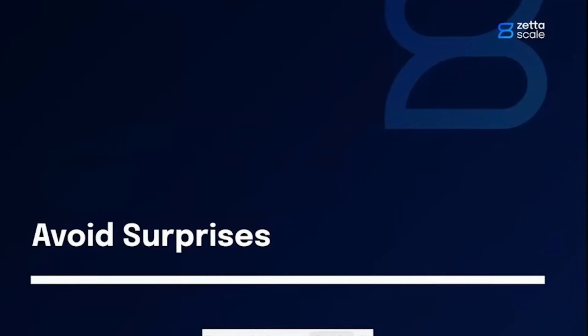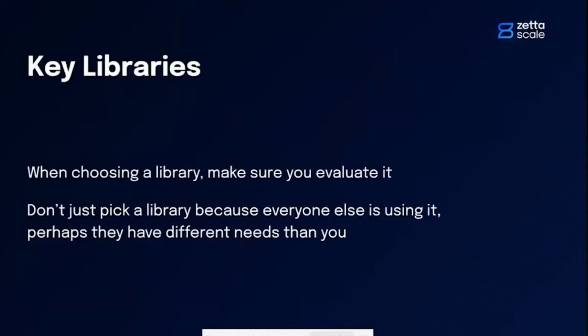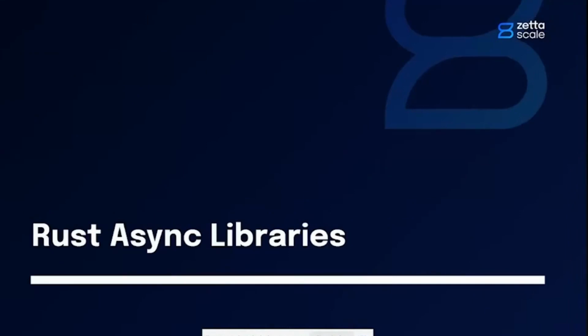Now, avoid surprises. What do I mean by avoid surprises? If you plan to rely on a library, then when you choose a library, make sure you evaluate it, especially if it's a core library. Never pick a library because everyone else uses it, okay? Because maybe they have different needs than you do. And I want to provide you a cardinal example of this. So let's look at the async libraries.